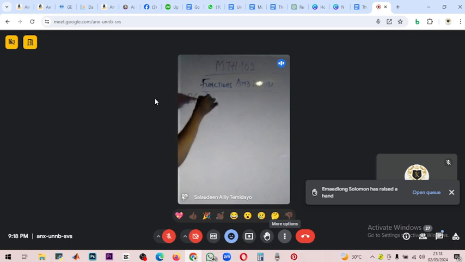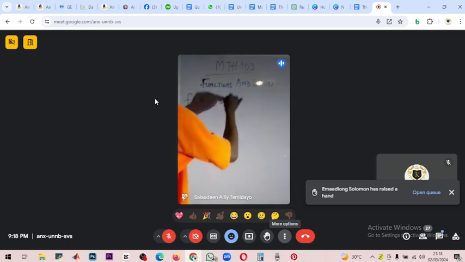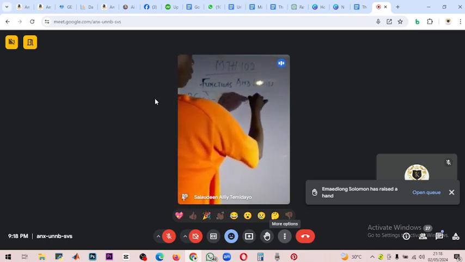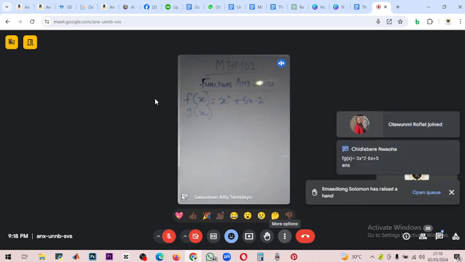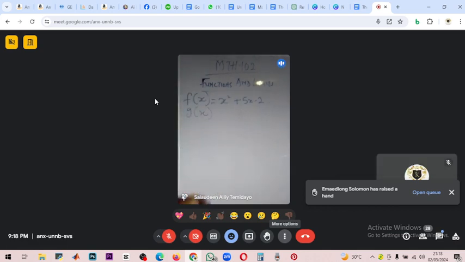f of x equals x squared plus 5x minus 2. This is a function of x. So another function of x is g of x. This f of x might be square of x, it might be square of x plus anything. g of x is another function of x. f doesn't mean that, because function is starting with f. It's just a type of function.